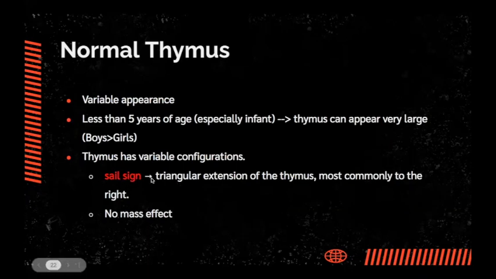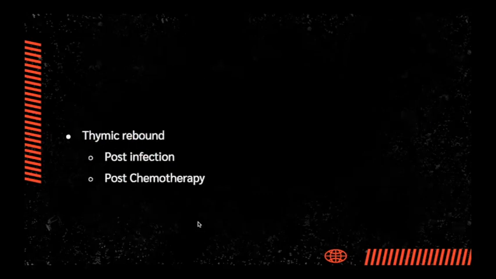The most famous one is the sail sign, by which it appears as a triangular extension of the thymus, most commonly seen on the right. And the thymus structure is very pliable, very soft. It will move with the heart beating. So it is almost impossible for a normal thymus to cause any mass effect.